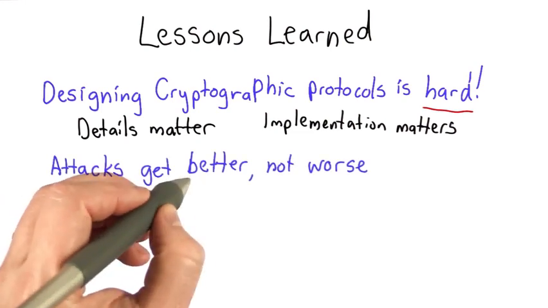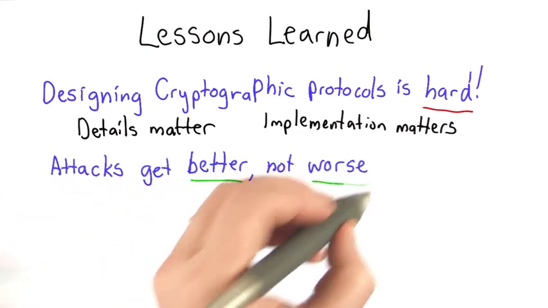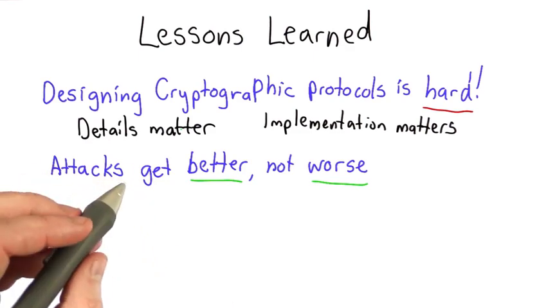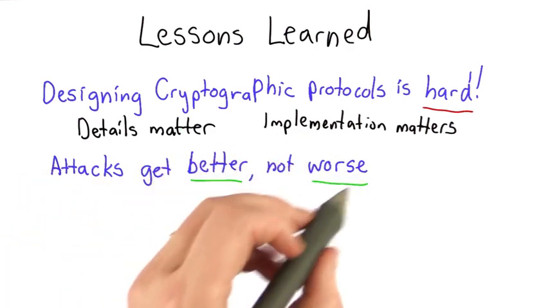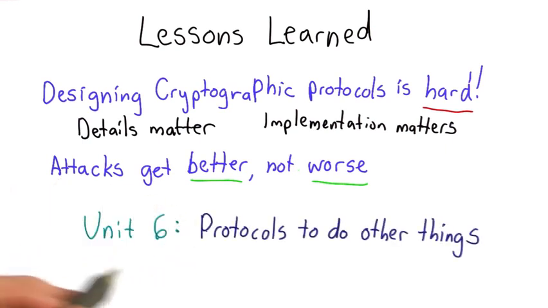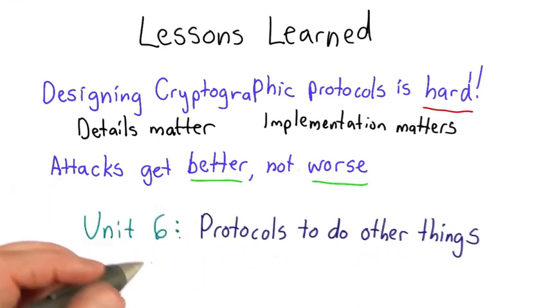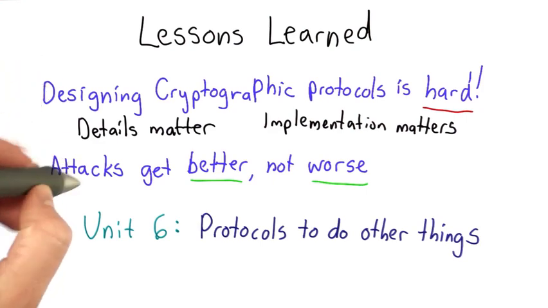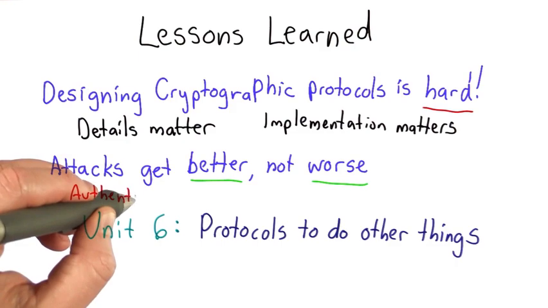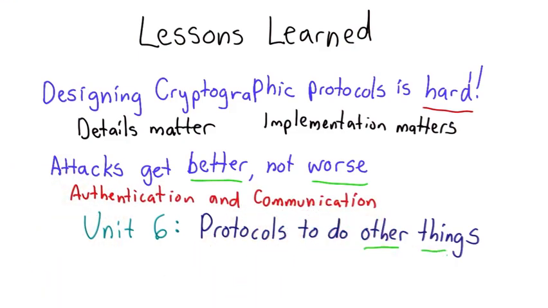The other key lesson is attacks get better, they never get worse. Even if the initial attack seems to be only theoretical and not easy to exploit, there are often ways that clever people will figure out to exploit those attacks. In Unit 6, we'll look at other things you can do with cryptographic protocols. This unit focused all on authentication and communication, but there are lots and lots of other things we can do with cryptography.